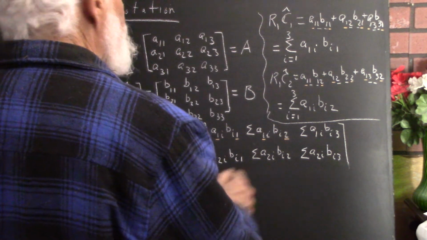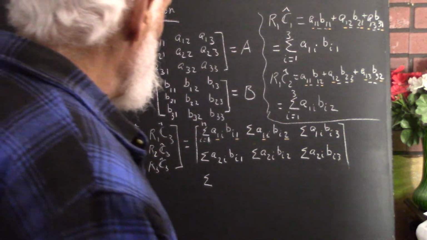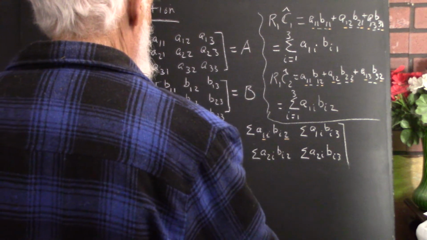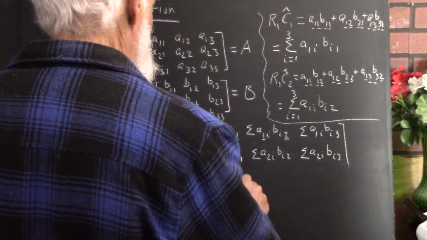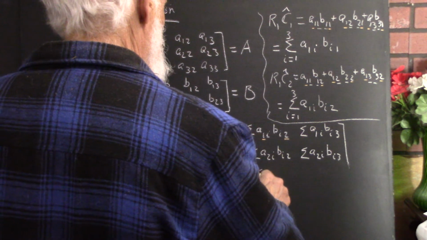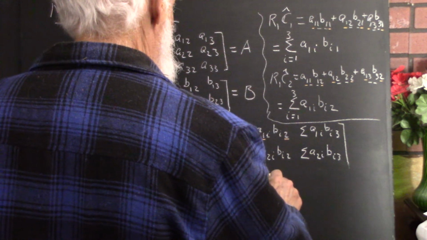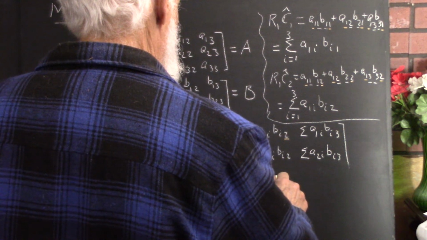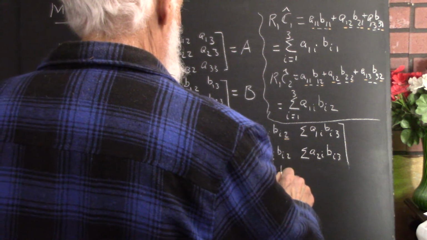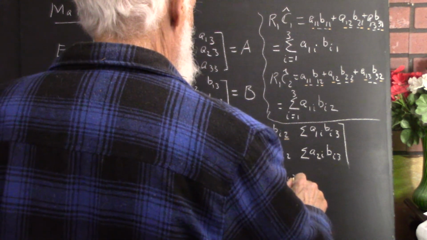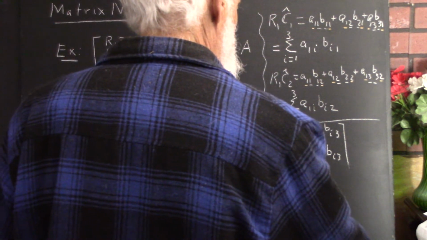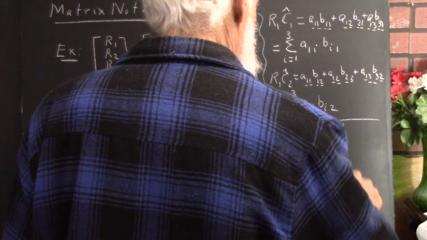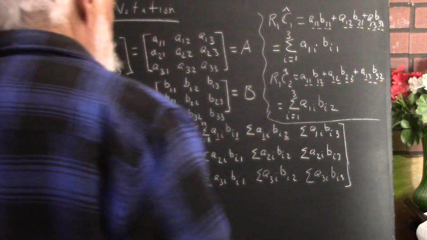Then finally, the pattern's pretty well established. We're going to have A3I, BI1, sum of A3I, BI2, and the sum of A3I, BI3.